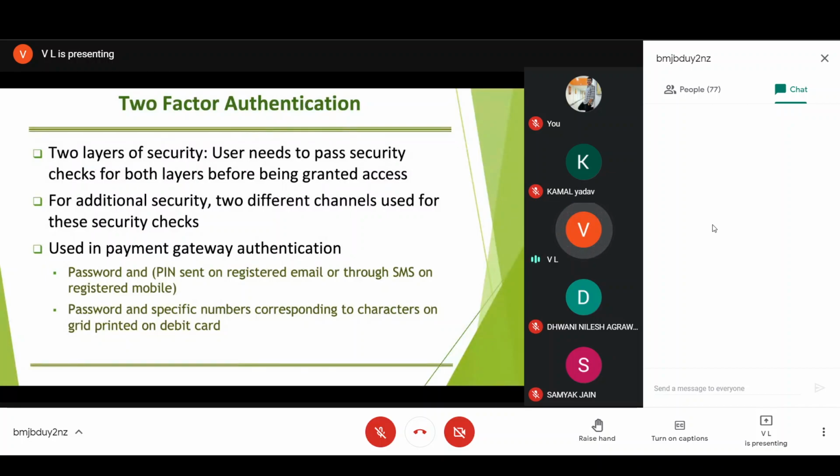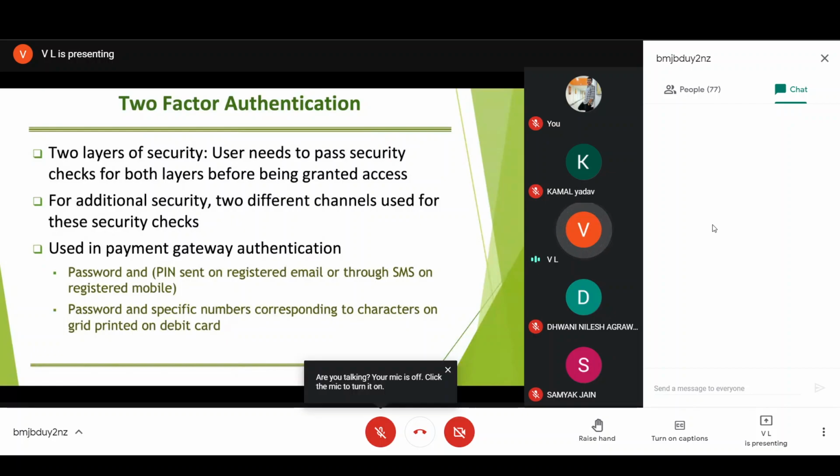All of you have used this two-factor authentication. Some of you use it for Gmail accounts or your email accounts also. When you log in, the system will send an SMS or a PIN number or a code to your registered mobile number. Only when you enter whatever you receive on that mobile will you be allowed access to the system.